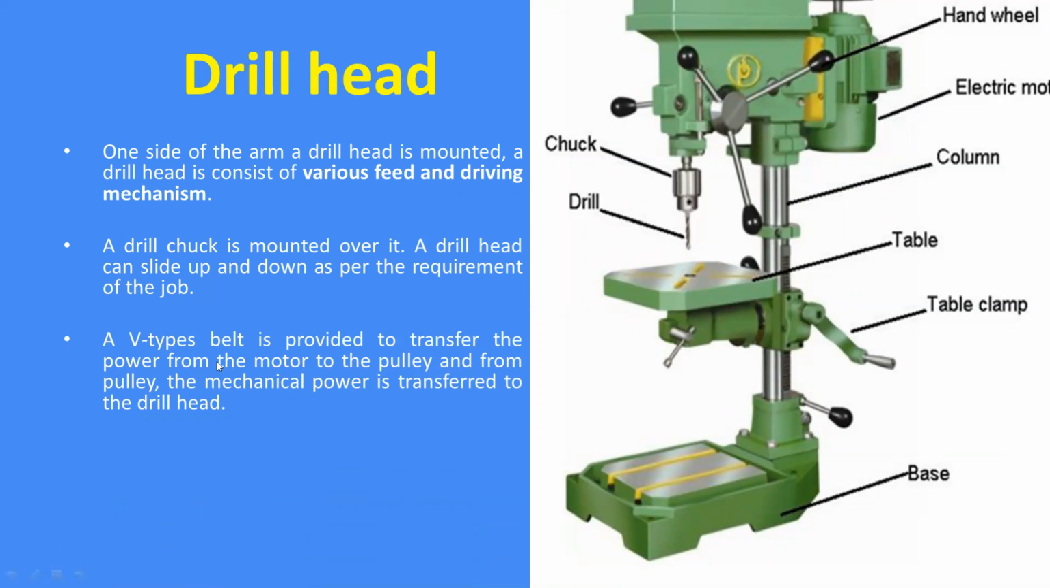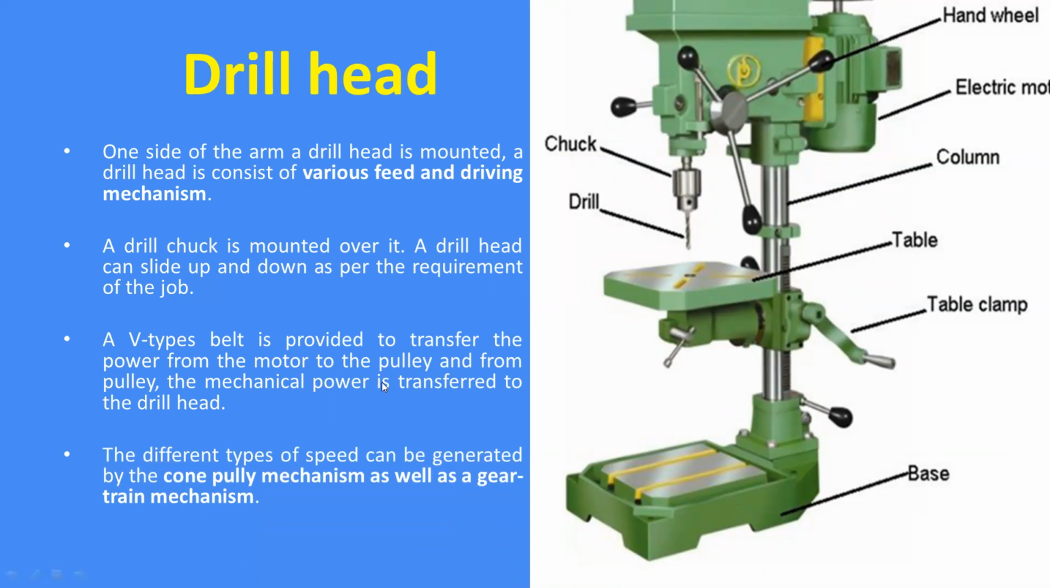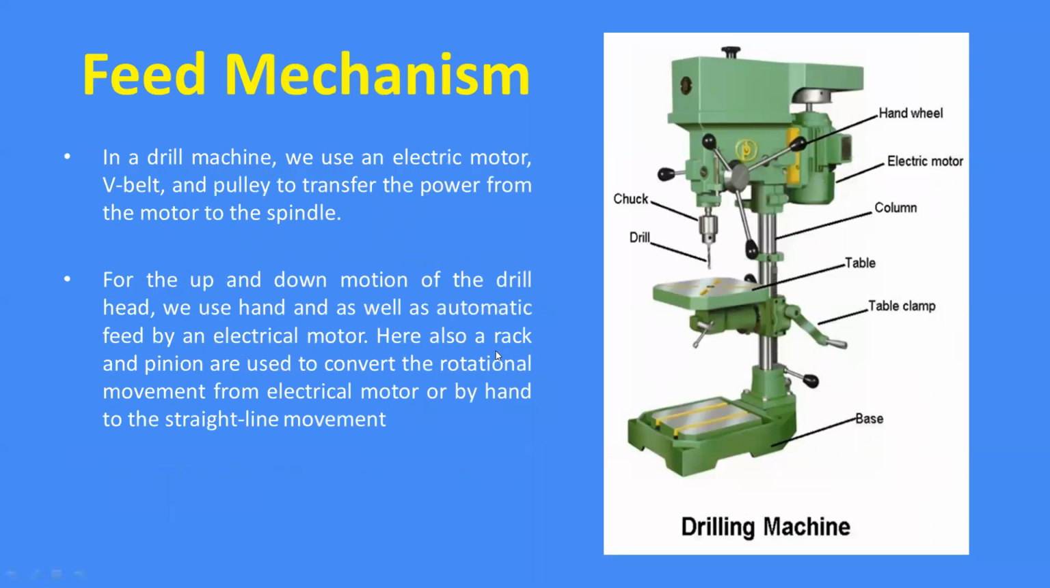Generally V-type belts are provided to transmit the power from the motor to the pulley, and from the pulley the mechanical power is transferred to the drill head. As we discussed in the earlier class, we have discussed cross belt drive and open belt drive. Likewise, in order to transmit the power, we are going to use V-type belts. Also, different speeds can be generated by a cone pulley mechanism as well as a gear train mechanism. Okay. Next one is a feed mechanism.